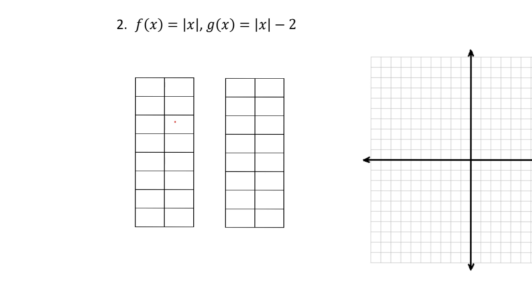So if we look at example 2, our base function is f of x equals the absolute value of x. So our values there, also remember we went from -3 to +3.